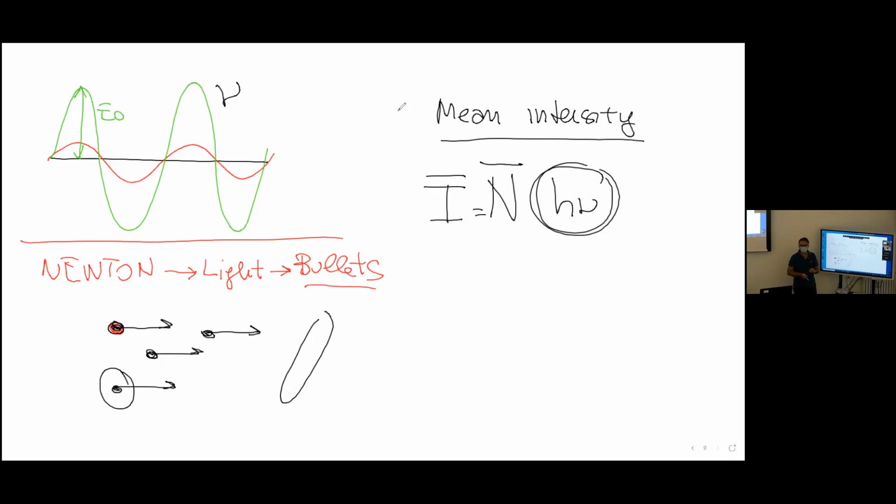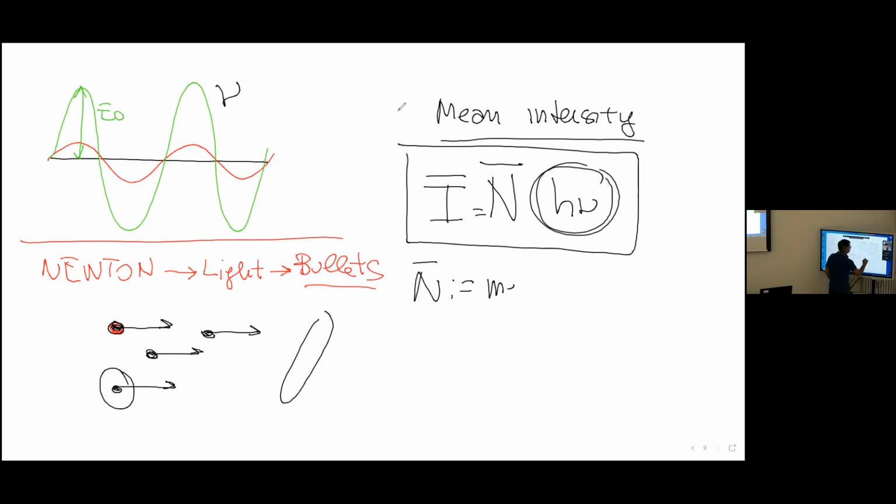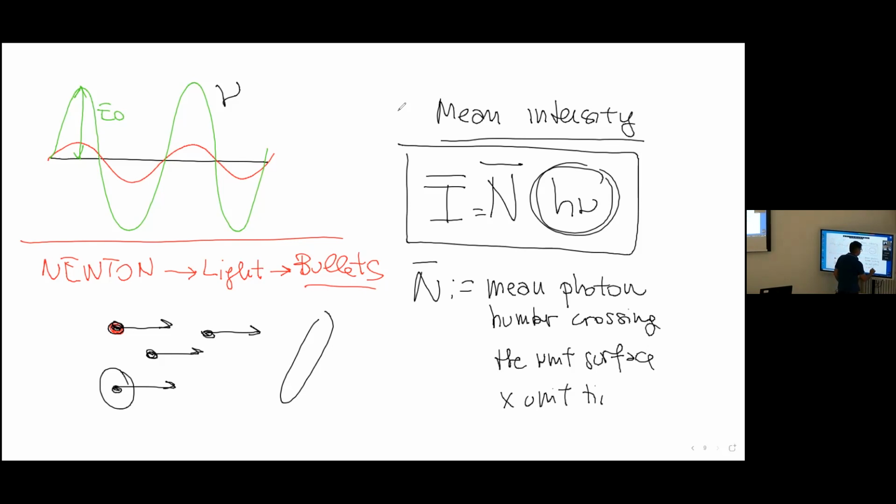Okay, so the intensity can also be written like this. This is the mean photon number crossing the unit surface in a unit time. Okay? This is the definition in, let's say, the quantum description of light. We don't make quantum optics. We just cite very small results. Okay? Now, what does it mean?